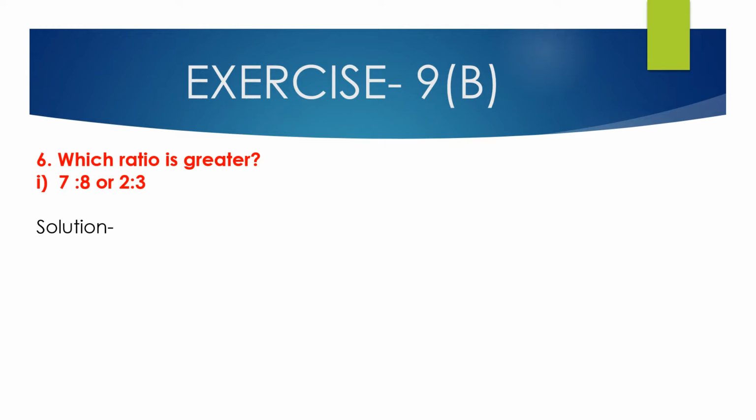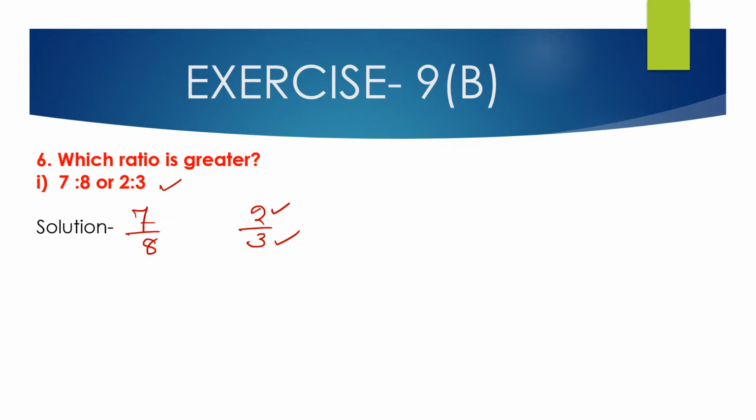Now we will solve question number 6. Question number 6 is: which ratio is greater? The first part is 7 is to 8 or 2 is to 3. From these ratios we have to find out which ratio is greater. 7 is to 8 and 2 is to 3. Here, in 7 divided by 8, the antecedent is 7 and the consequent is 8. And in 2 divided by 3, the antecedent is 2 and the consequent is 3.